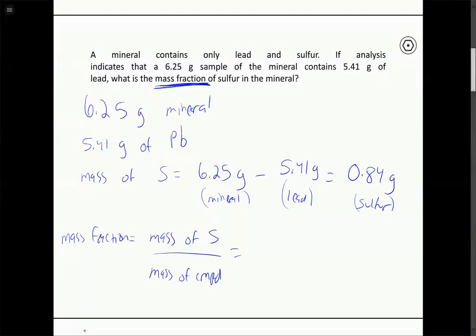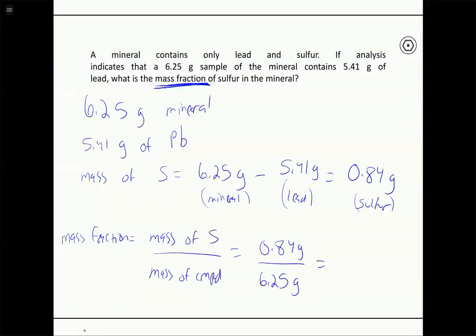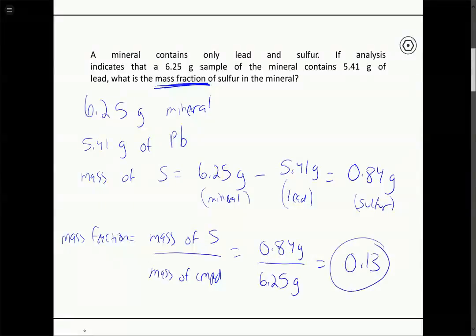So the mass of sulfur we determined was 0.84 grams. The mass of compound that we started with, 6.25 grams, is the total mass. And this comes out to 0.13. Presumably we instruct you to enter so many decimal places. I don't remember what the exact number was, but that's how we would report the answer here, just as 0.13. It could also be written as 13%, but here we just wanted the mass fraction, so we'd stop there.